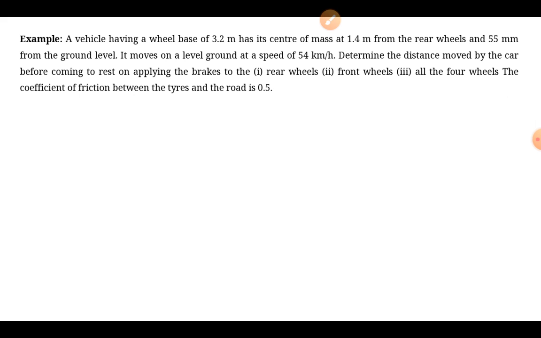Okay, so this is the first numerical which we are going to take. A vehicle having a wheelbase of 3.2 meter, that means the distance between front and rear axles is 3.2 meters, and its center of mass at 1.4 meter from the rear wheel. So the value of x, that was the distance of center of mass from the rear wheel, is 1.4 meter, and 55 mm from the ground level. So it is 55 mm above the ground level, that is the value of h. It moves on a level ground at a speed of 54 km per hour.